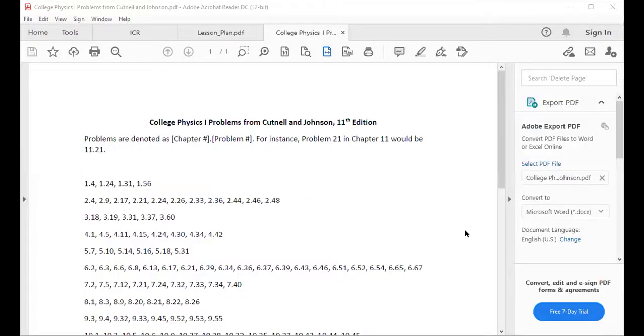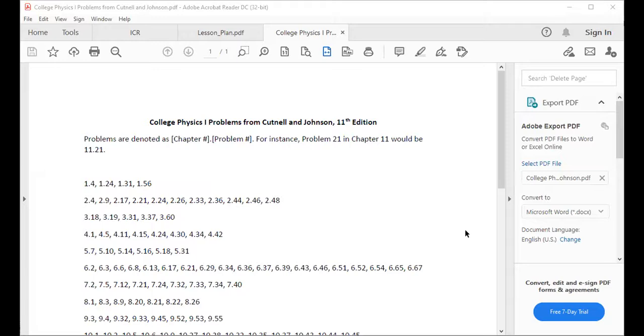So let me share that. Again, I've already pre-opened these so that I spend less time waiting. All right, share. So I'm going to talk about some of the documents I just pointed at. Let's actually talk about them now. Okay, what you should now see is the College Physics 1 problems.